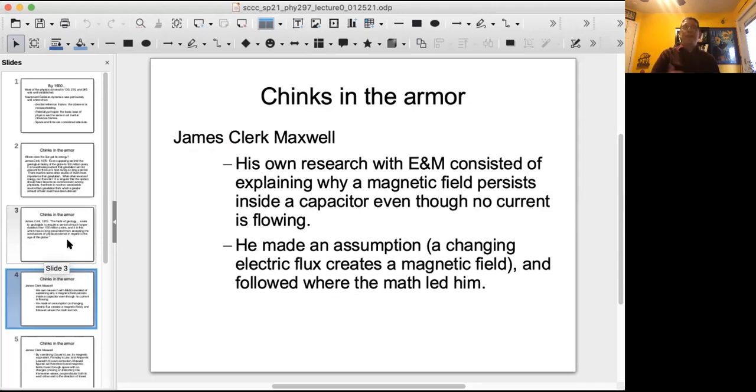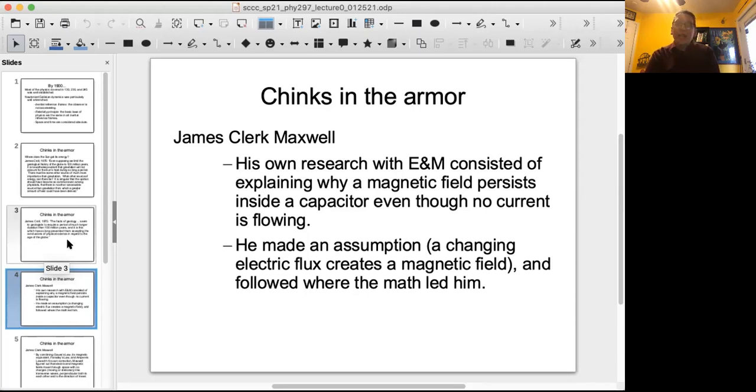So what was puzzling Maxwell was the fact that a magnetic field was present inside a capacitor, even though there was no longer any current flowing between the plates. So there was still a magnetic field between the plates, however, in the charging capacitor. And so, how do you explain that?